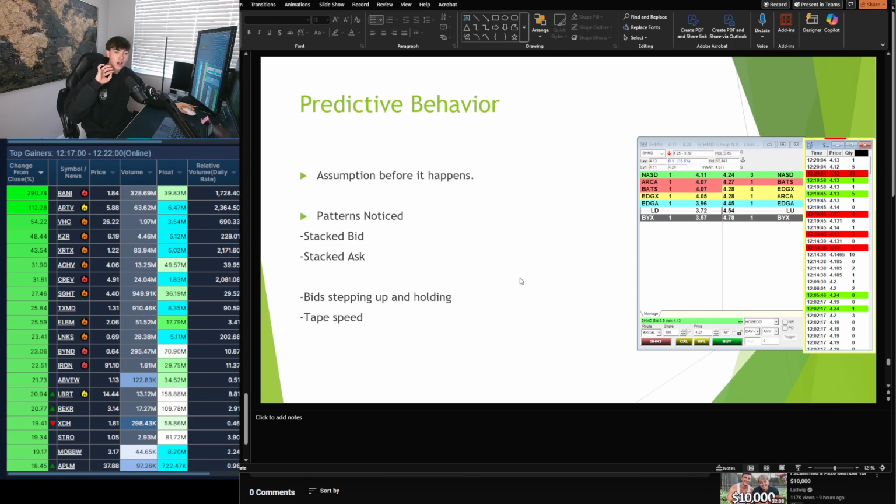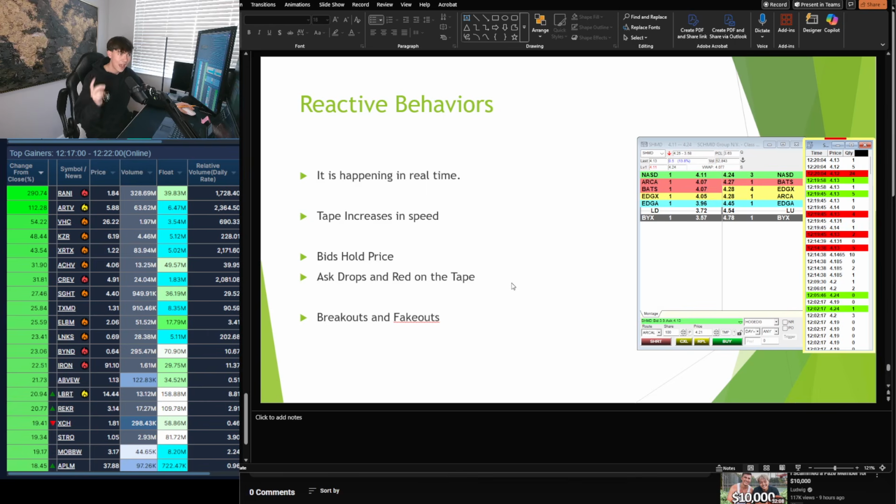Now, on the opposite end of that, we have reactive behaviors. This is what's happening in real time. So you're starting to see the tape increase. You're starting to see more green orders coming through the level two, and price is starting to hold. And then that extension going up higher, and you're adding into that extension. And so that would be more reactive. A lot of the times we talk about breaking the new candle high. That would be reactive price action, while buying the dip is more predictive.